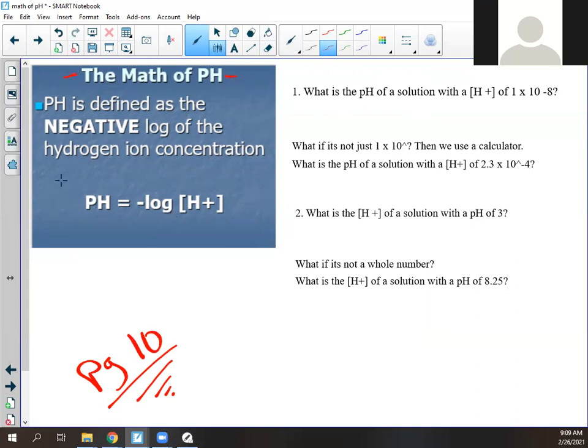All right, so pH is defined as the negative log of the hydrogen ion concentration.